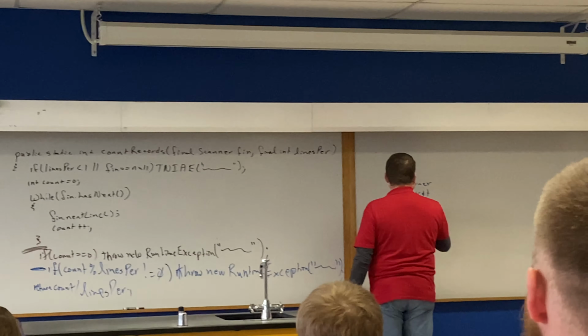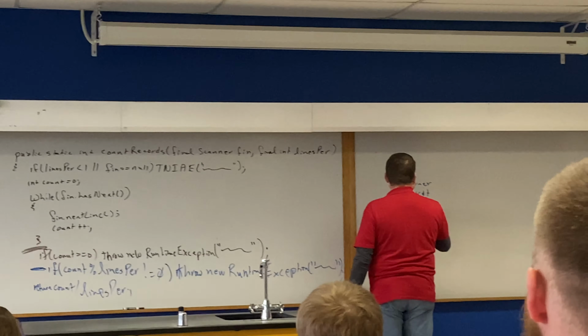Public static is going to return an array, it's going to call fill array. It's going to take for its parameters final int count, final scanner fin. Okay? As always, our preconditions are going to be if count is less than 1 or fin is null, then we're going to throw a new illegal argument exception. Okay? At that juncture, now I know I can create the array and read the file.